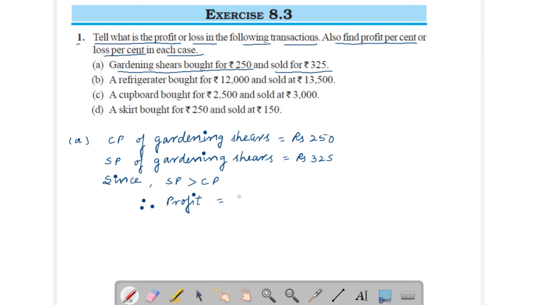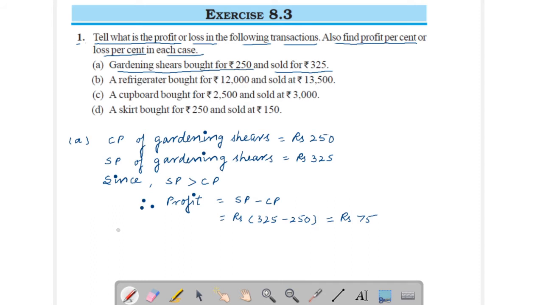Profit is given by selling price minus cost price, that is rupees 325 minus 250, and if you subtract it you will get rupees 75. Therefore profit will be rupees 75.